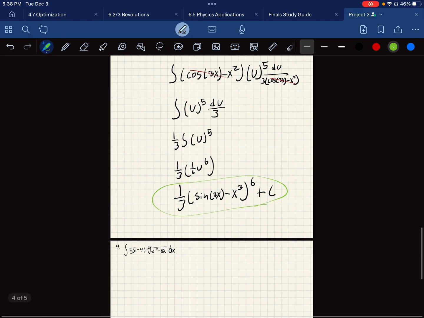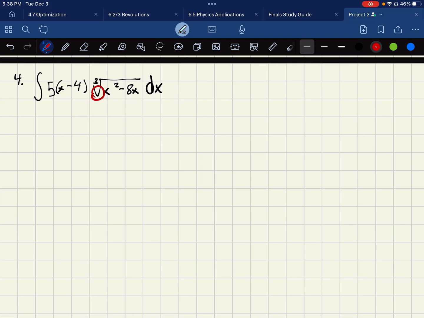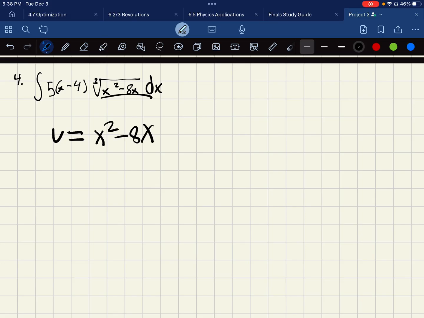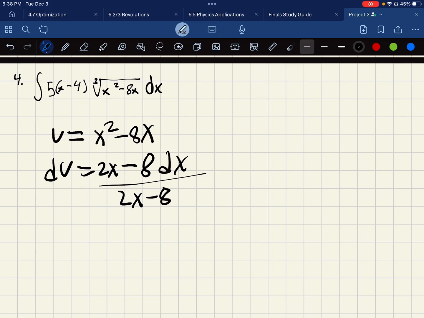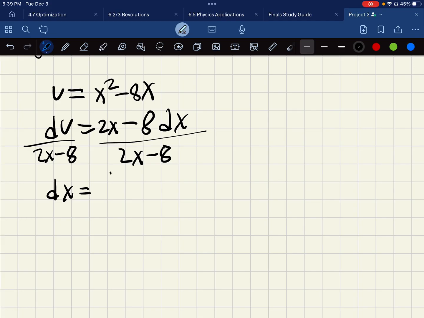Easy. Okay, last problem. We got this. So, same thing. There's a square root right here. So, that is the value, that is u. Easy, we found it. So, u is equal to x squared minus 8x. Bam, got it. The du is just the derivative of that. So, 2x minus 8. And then dx. Now we got to find dx. So, we divide both sides by 2x minus 8. We get dx is equal to du over 2x minus 8.